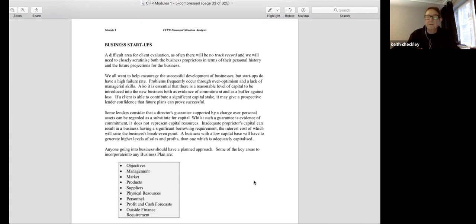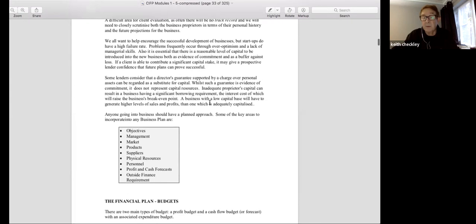Lack of managerial skills, really important. Once again, crossing to the non-financial side, what are the skills and experience of the people who are going to be driving this business forward? Also, as I was mentioning, it's essential there's a reasonable level of capital to be introduced, both as a level of commitment and as a buffer against loss. If a client is able to contribute a significant capital stake, it may give a prospective lender confidence that future plans can prove successful, so there could be a degree of patience required here.